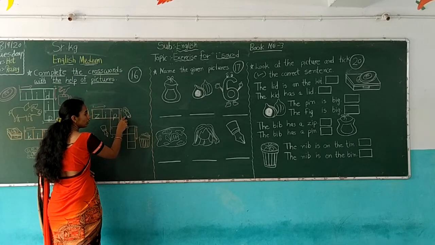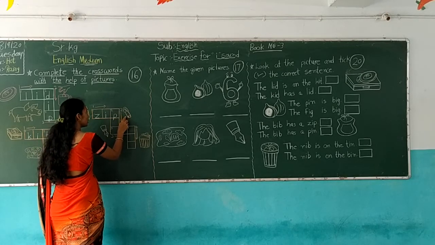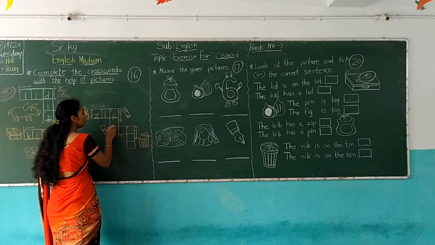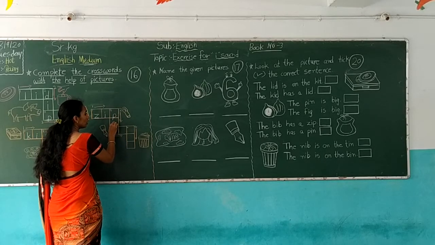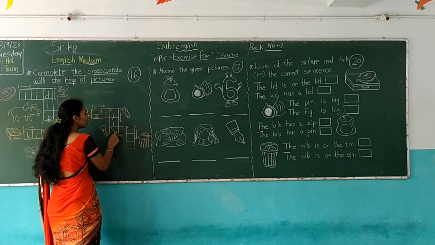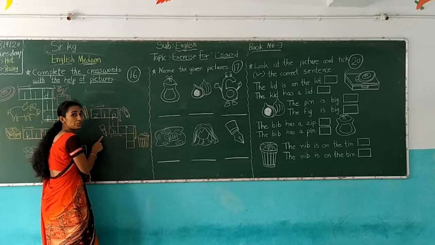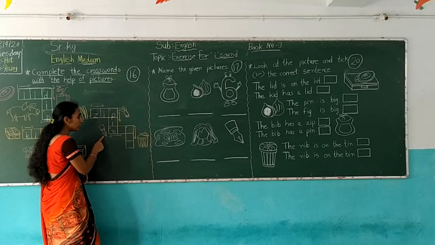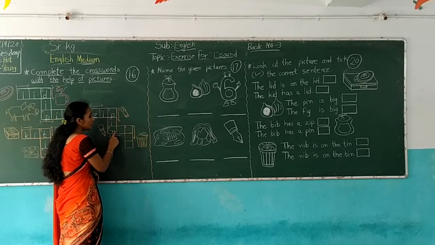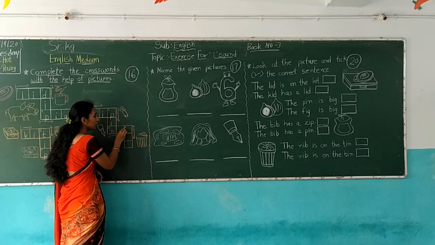And here, which picture is this? Pin. Here we write pa, in, pin. Okay? Yes. And here, which picture is this? Nib. So here we write na, ib, nib.